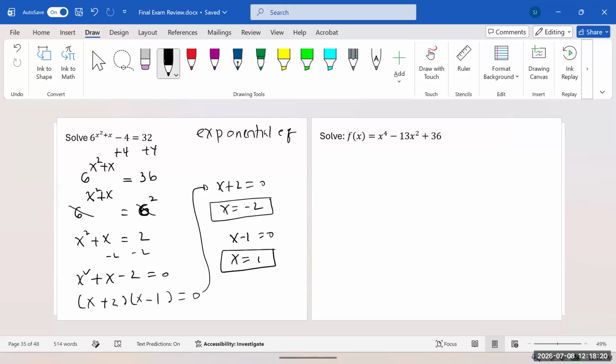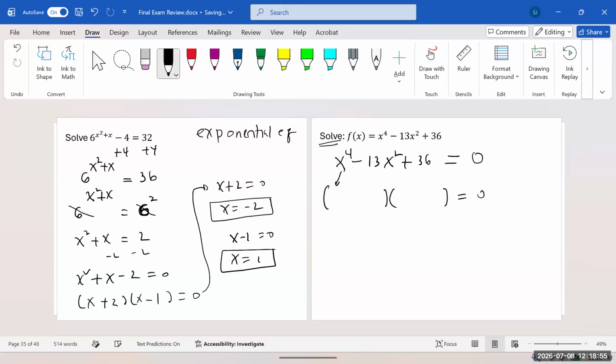Solve a 4-degree polynomial. So anytime you see solve, it means you have to set it equal to 0. So x to the 4 minus 13x squared plus 36 equals 0. Who remembers what you do next? You might try the substitution method. You don't have to, because we can factor directly.